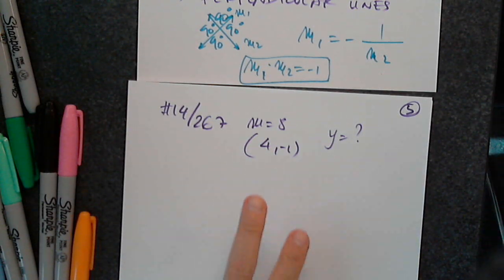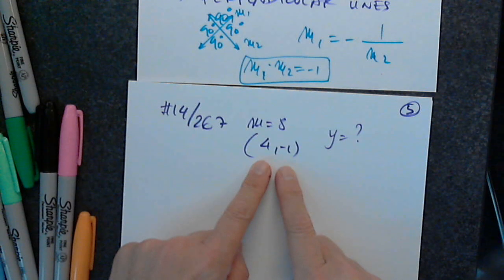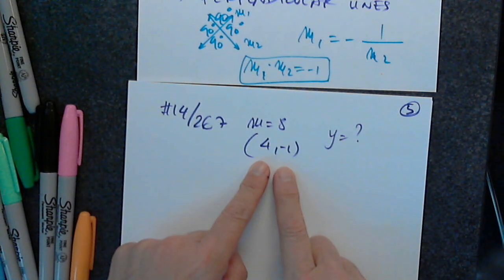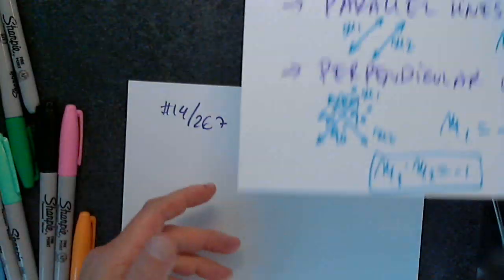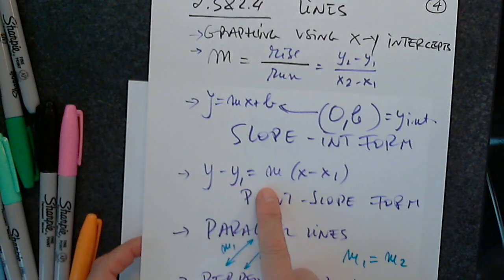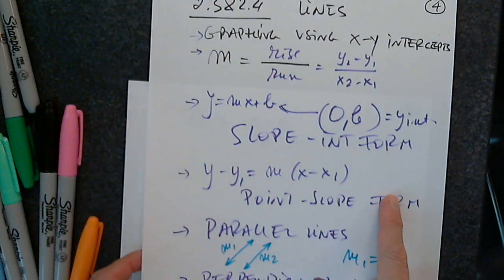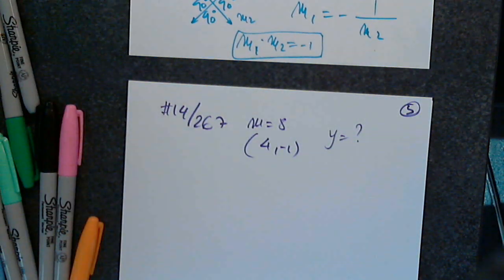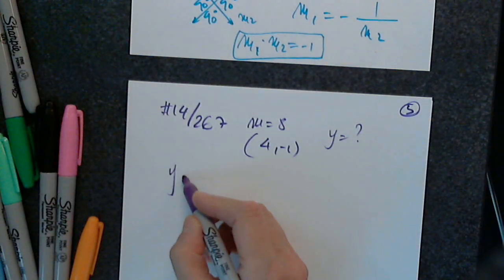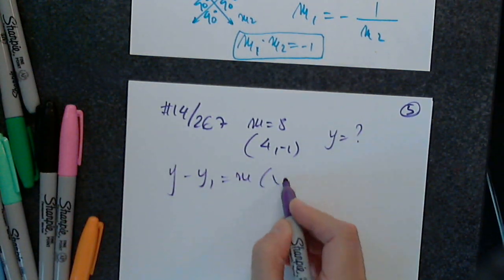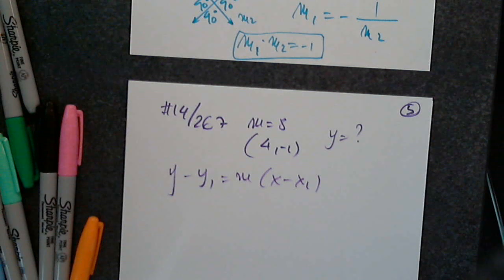Okay, so is this the y-intercept? No. Since it's not the y-intercept, I will be using y minus y1 equals the slope times x minus x1. Ready? So y minus y1 equals the slope times x minus x1. I recommend writing underneath and then copying.